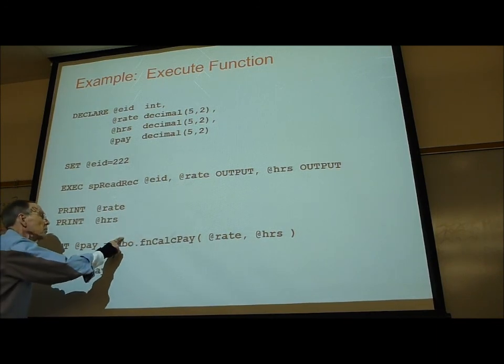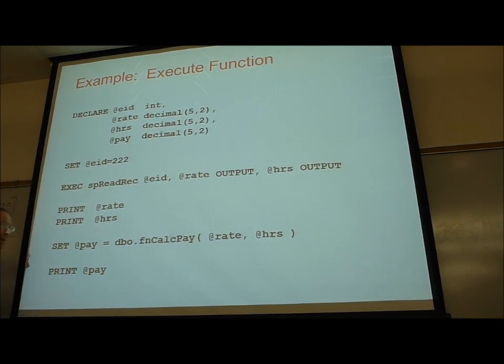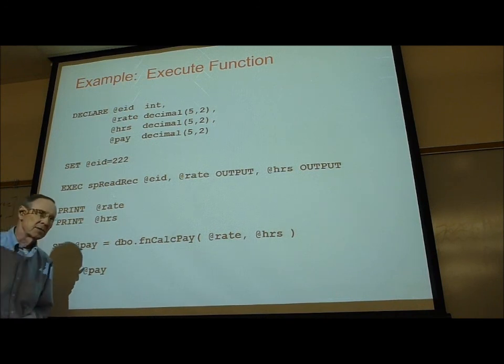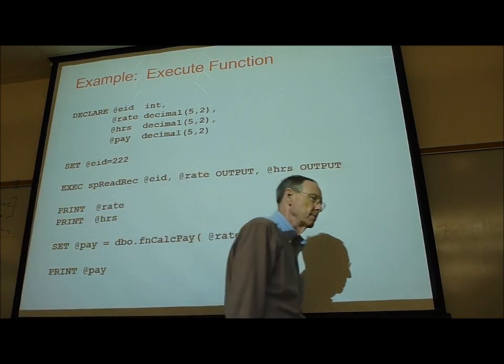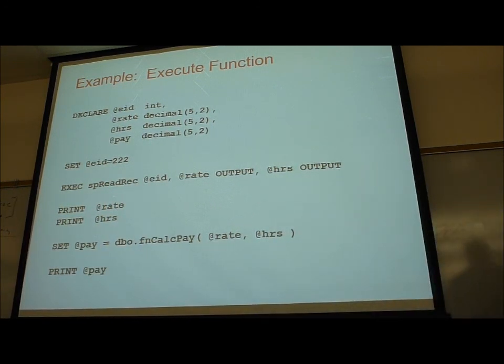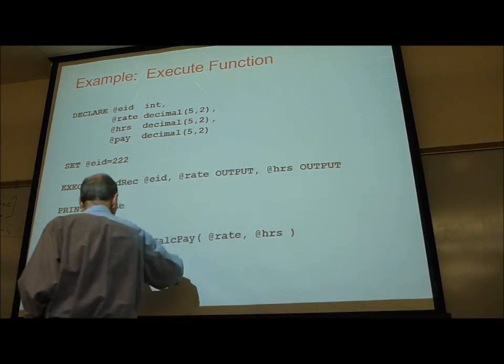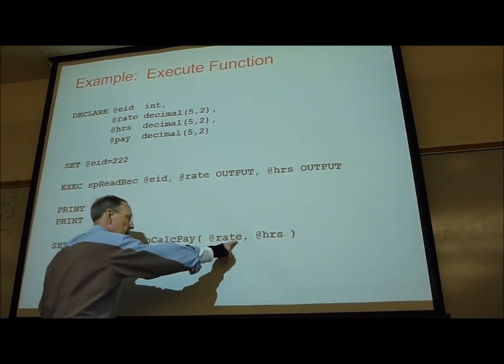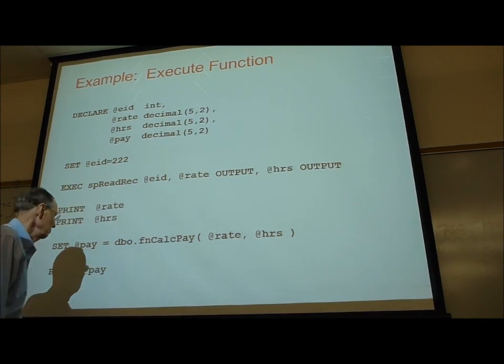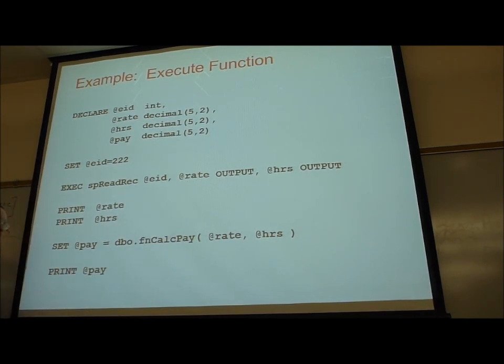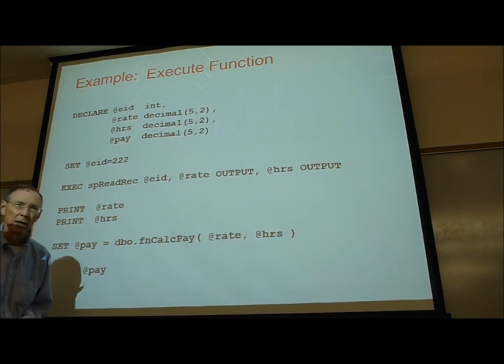Now, on your desktop, when you call a function, it needs to know the schema. And so for you, it's always going to be DBO. That's the database owner. You're the database owner of your database. Dot, financial, calculate pay, and then you pass the arguments. Okay, and then we'll print it. And we could also just call that function right in an update statement.